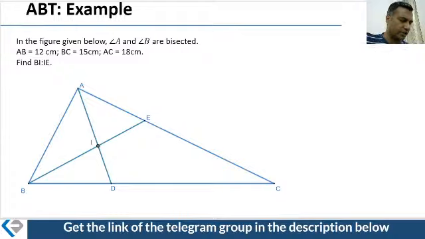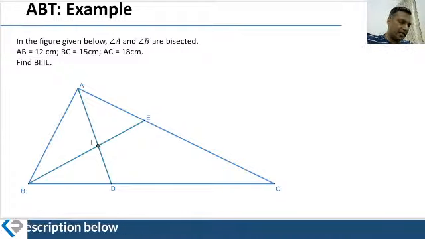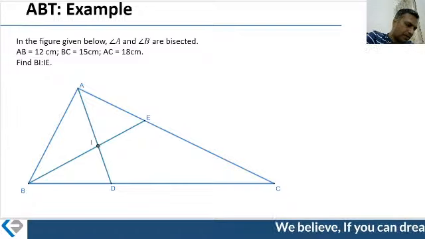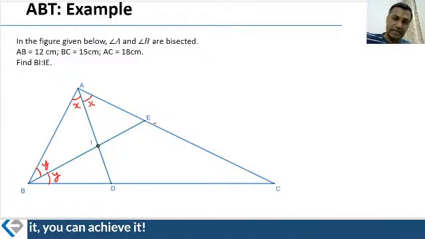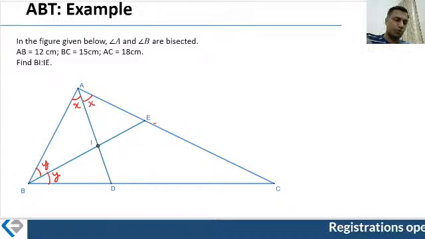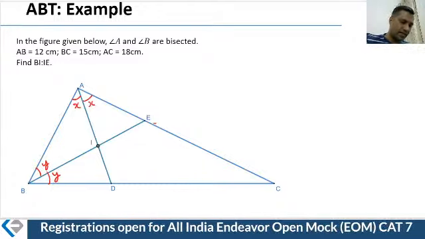Yeah, good. All right, here we go. In the given figure below, angle A and angle B are bisected. Let me represent that first. If this angle is X, the author is saying this angle is also X. Angle B also got bisected. Such a direct trigger. The angle bisector theorem is one of the easiest ones to realize. Angle is bisected is the direct proof of it.